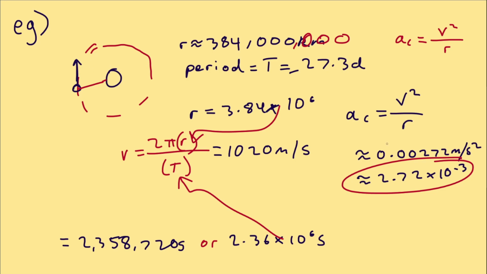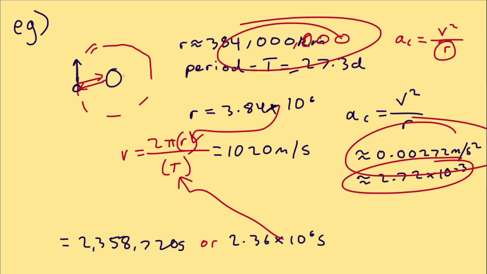The reason why this number is so small, even though the moon is so fast, is because the centripetal acceleration of an object gets lower when the radius is bigger, which is what I was talking about earlier. See the radius? The moon is very far.